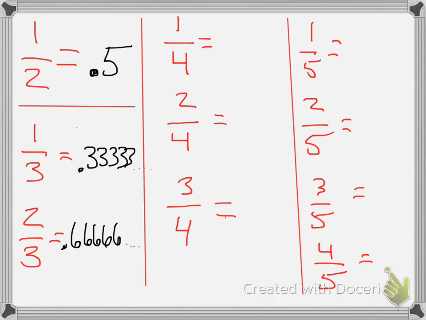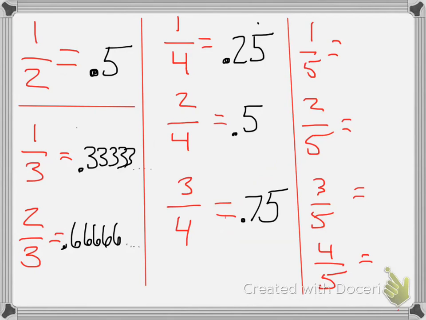Fourths are also really important to know. Now, you probably already know these because another name for fourths is quarters, and we've all dealt with money before. Well, how much is 1/4 worth? It's worth 25 cents. So 1/4 as a decimal is 0.25. And 2/4 is worth 0.5, and 3/4 is worth 75 cents, so it's 0.75.